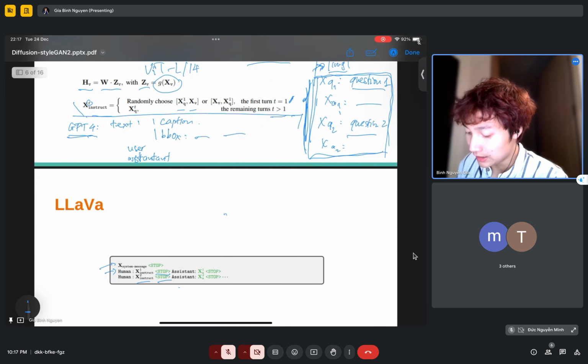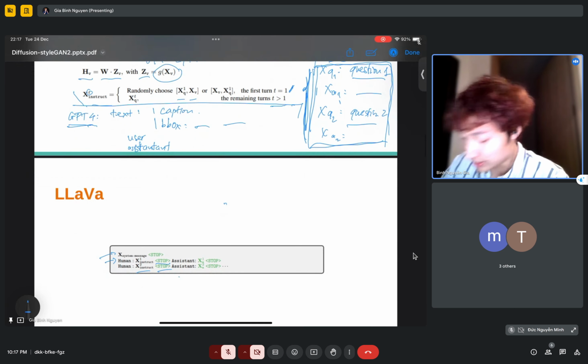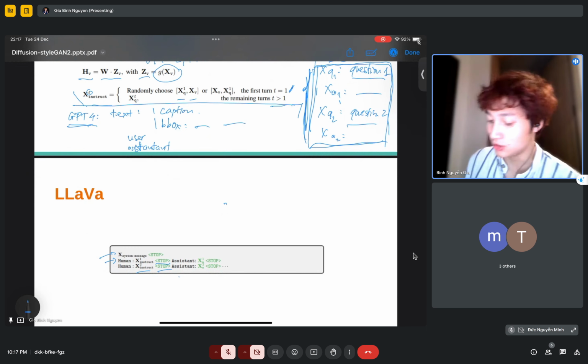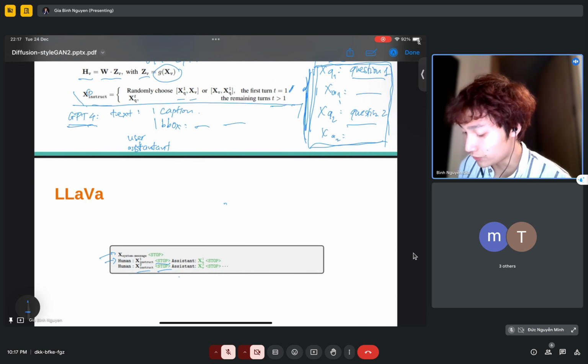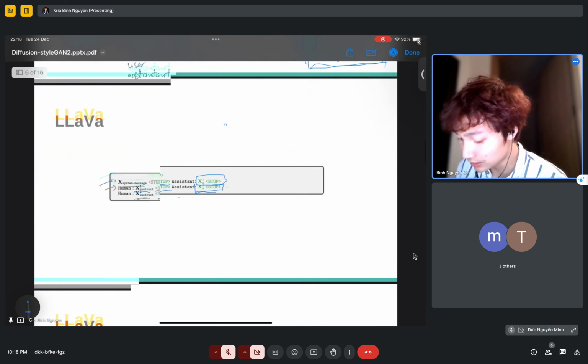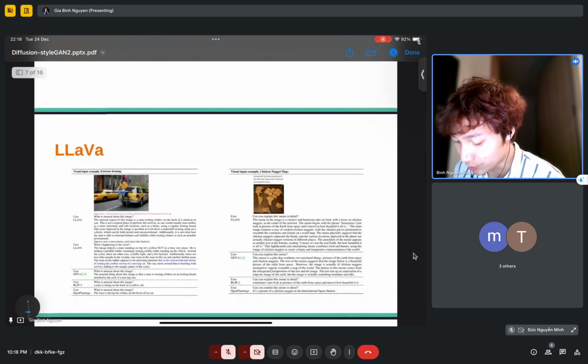And the only thing used for the loss function, to calculate the gradient and update parameters for the LLaVA model, is the green part here, because the human instruction and system message are in the dataset, and now we try to predict the answer for each turn. So here is an example.